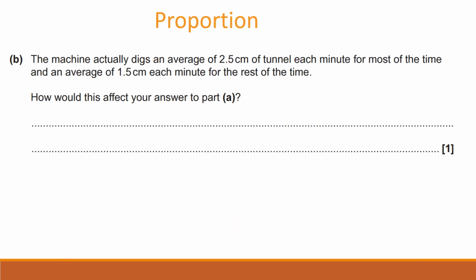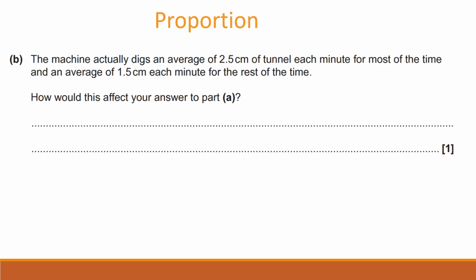Now in part B, the machine actually digs an average of 2.5 centimetres. Now in part A, we were digging at 2 centimetres, so this is more, so it's going to be digging more than what you've done previously. For most of the time, and an average of 1.5 each minute for the rest of the time. So that is less. So overall, we're going to be digging more.